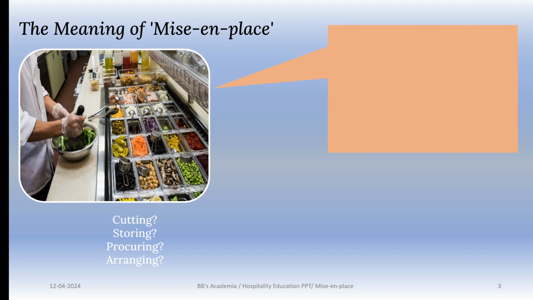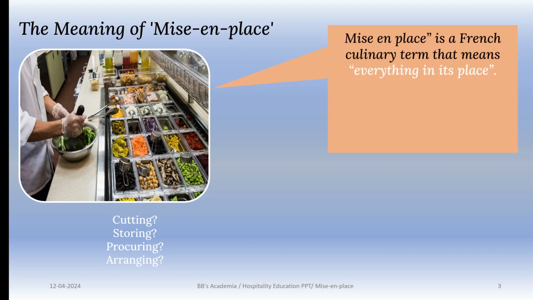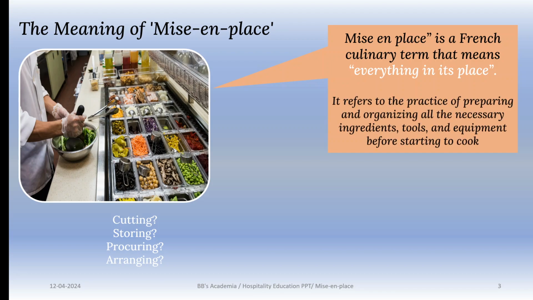Here comes the actual idea and the meaning of the word mise-en-place. Mise-en-place in French culinary term means everything in its place. That is the literal meaning, everything in its place. It refers to the practice of preparing and organizing all the necessary ingredients, tools and equipment before you start your actual cooking process. Altogether, that picture is termed as the mise-en-place.